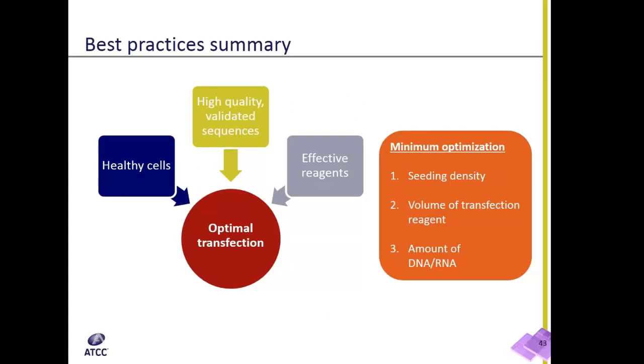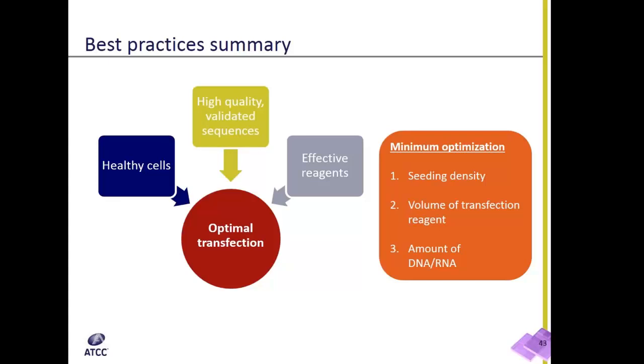So, best practices in summary for transfection. To get the most efficient transfection, you're going to want to use healthy cells that are in mid-log phase growth. Your plasmid should have a strong promoter applicable to your cell of interest, be endotoxin-free, and full length. The transfection reagent should be chosen based upon the cell type, suspension or adherent, and the substrate being delivered.